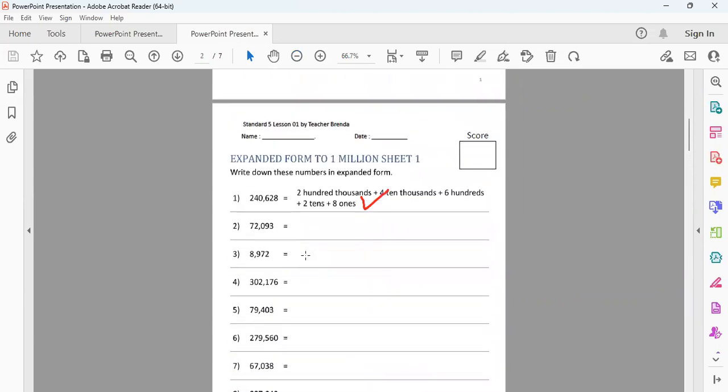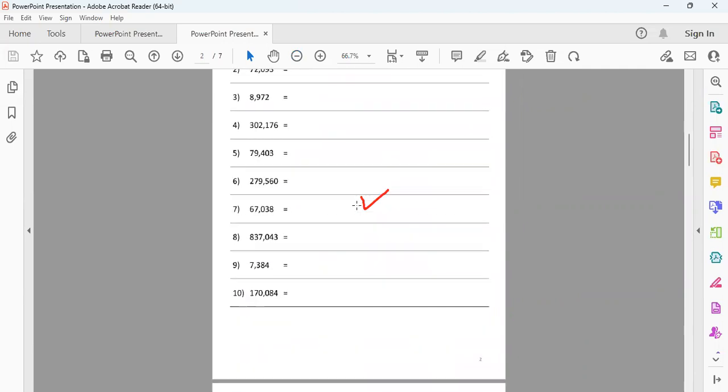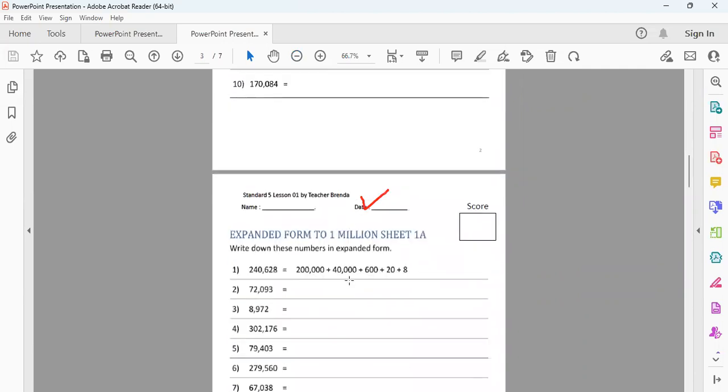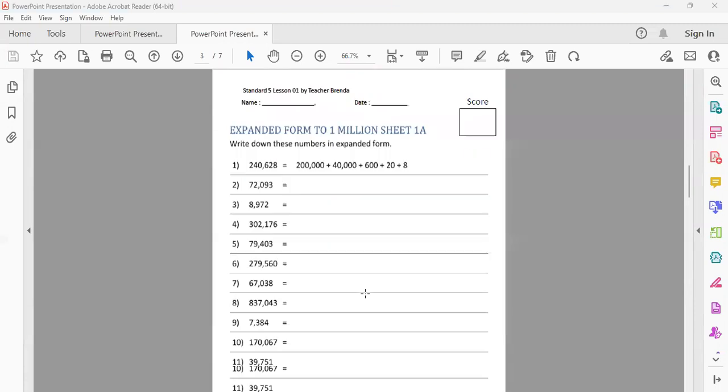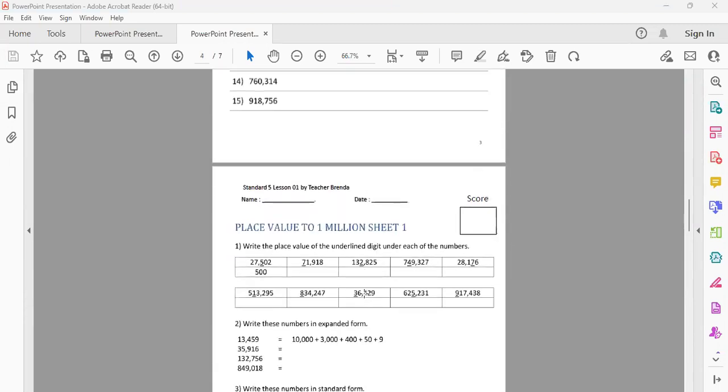Okay, so now we have done page 2, which is expanding into place value. Page 3, which is the same thing, expanding into digit value. All you need to remember is always remember to put the plus symbol in between the numbers. Now, on the fourth page, it is still similar. You are still writing down the place value and the digit value of each number.